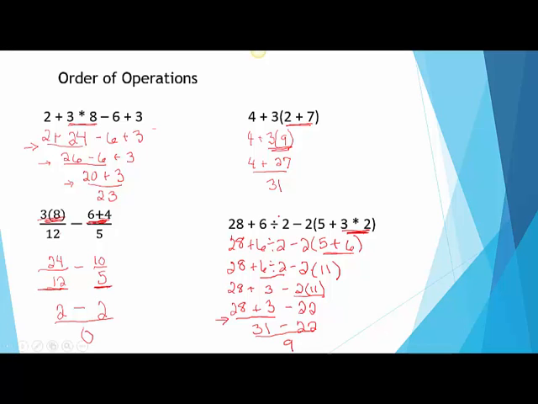So again, I'm going to encourage you to take one step at a time, underline what you're going to do by looking at it and asking yourself, is there a parenthesis there? Where's the multiplication? Where's the division? Follow those orders of operations. Okay, next.